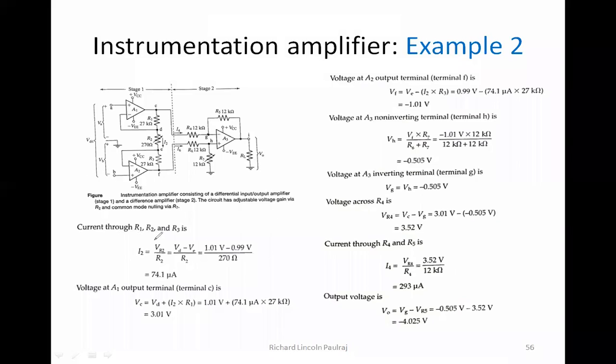So current through R1, R2, and R3. Now we have to find out how much current is passing through R1, R2, and R3. So we know that I2 is equal to VR2, the voltage across that particular resistor, divided by the value of the resistance. So VR2, since I have 2 points here, is VD minus VE, because it's potential difference, isn't it? So I subtract them both.